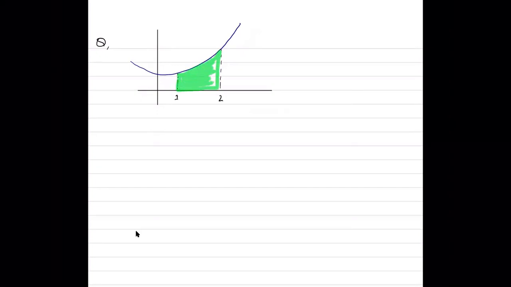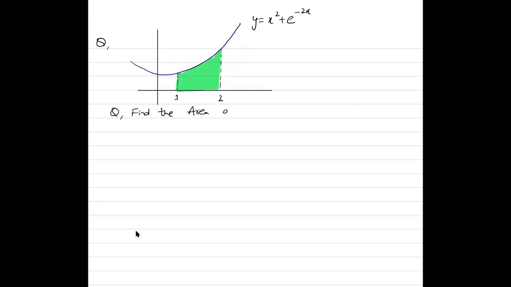Do you remember solving for the area under the curve using integration? Yeah. So this curve has the equation y equals x square plus e to the power of negative 2x. The question is to find the area of the shaded region. What is the first step that comes to your mind?